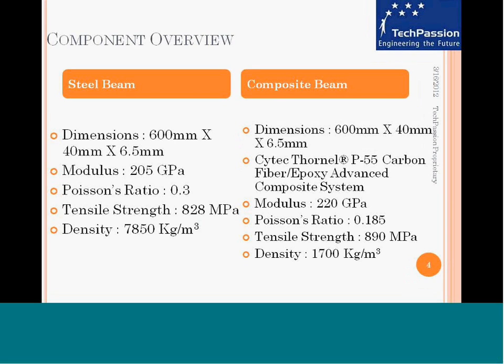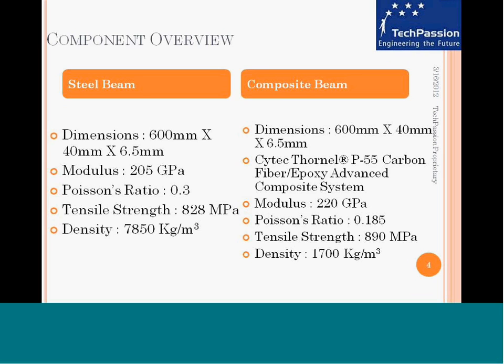So the first part, simulation, the first case study that we are going to look at is a beam made of steel and a beam made of composite. What we have here are the overview of the material properties and the dimensions. The steel, the modulus is 205 gigapascals, Poisson's ratio 0.3, tensile strength 828 megapascals, and density 7,850 kilograms per meter cube. This is a steel beam with dimensions of 600 millimeter, 40 millimeter in width, and 6.5 millimeter thickness.